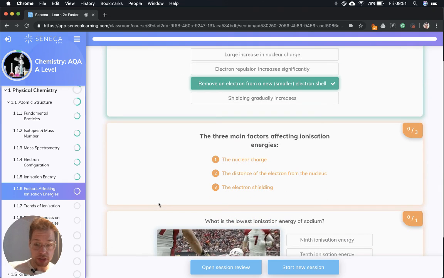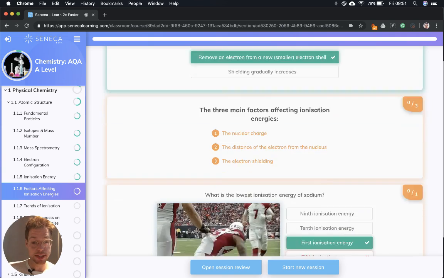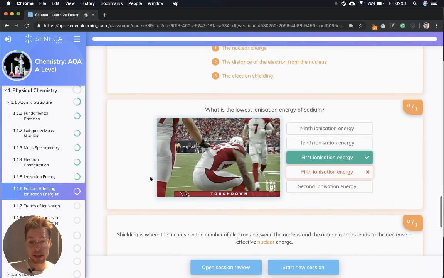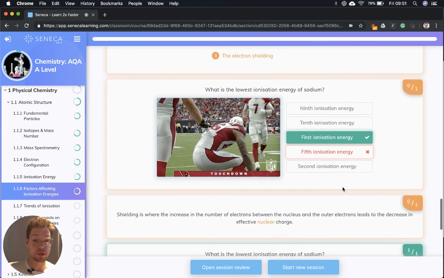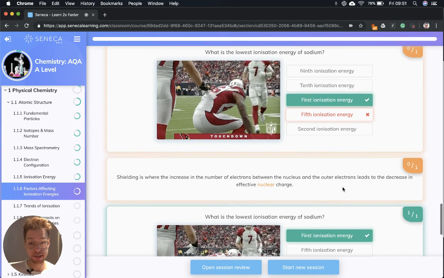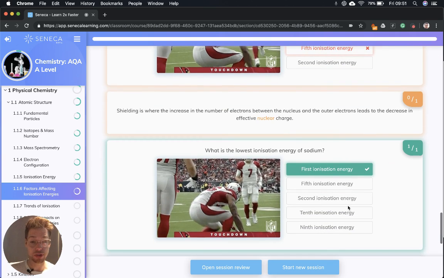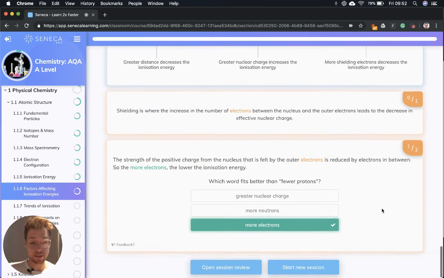So what are those three factors that affect ionization energies? So nuclear charge, the distance of the electron from the nucleus, and the electron shielding. What's going to be the lowest ionization energy of sodium? It's going to be the first ionization energy because that's where the electron is furthest away from the nucleus. Do we remember what shielding is? And do we remember the trend for shielding? So shielding is where the increase in number of electrons between the nucleus and the outer electron leads to a decrease in effective nuclear charge. So that's that definition of shielding.